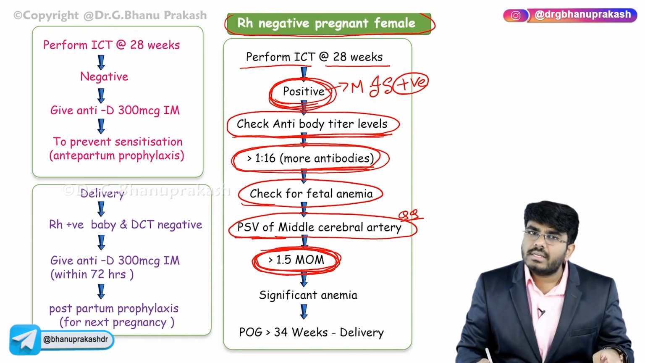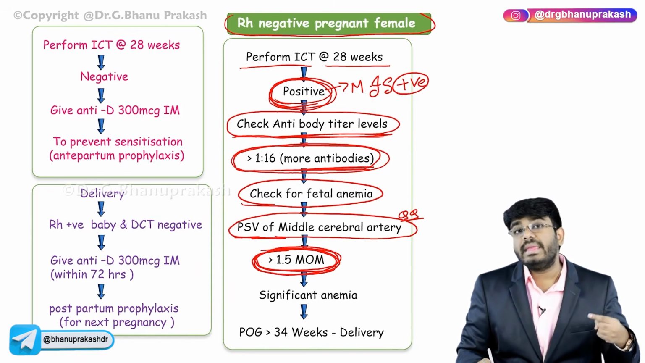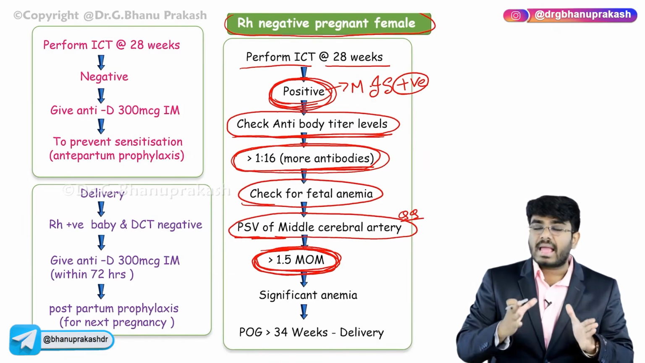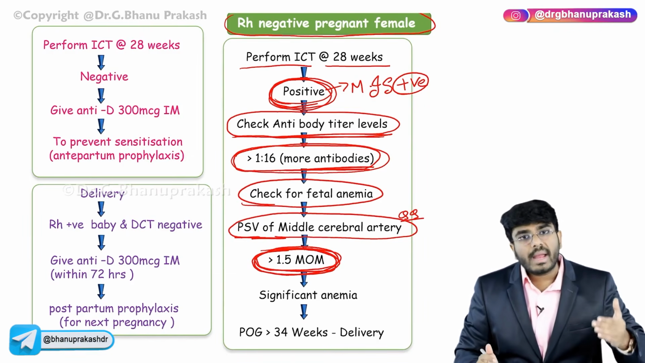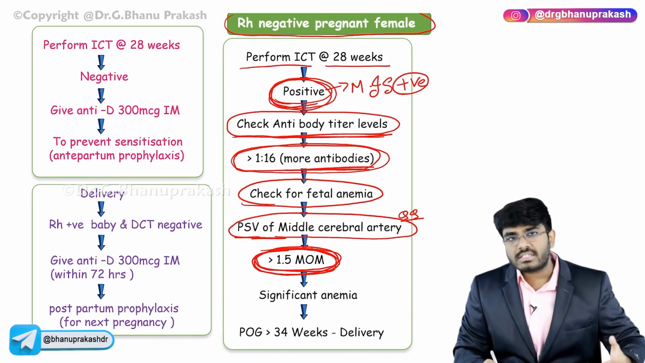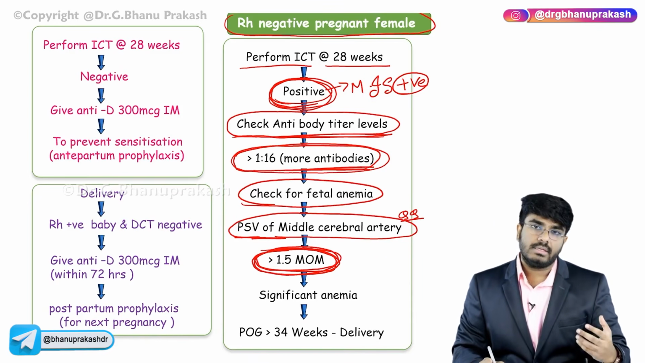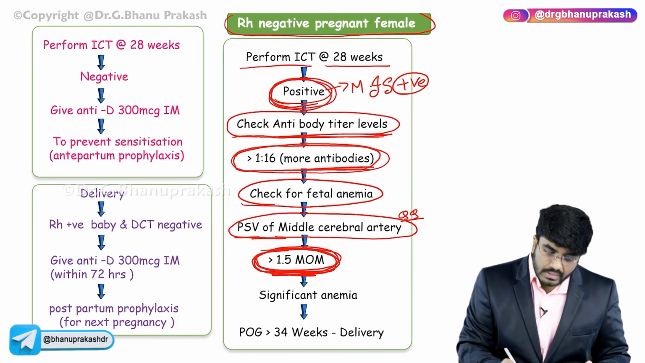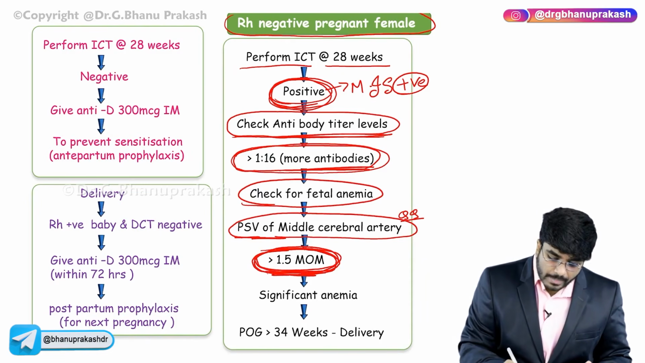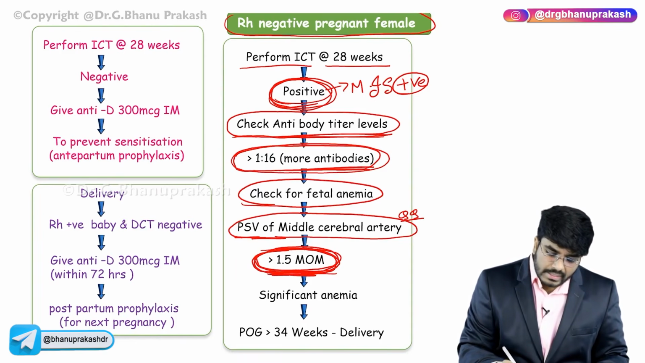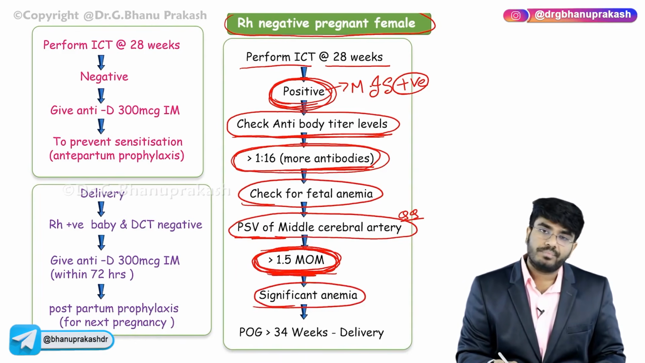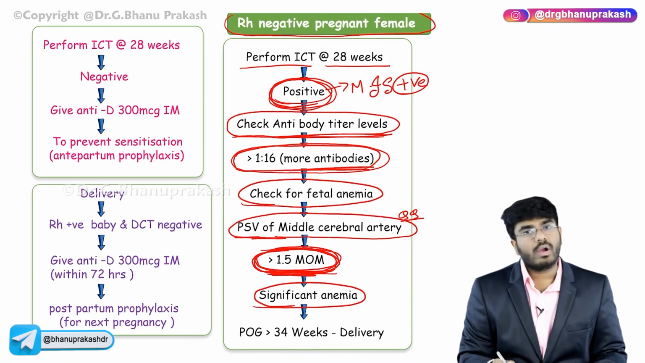which means the peak systolic velocity is more, and in which condition will peak systolic velocity be increased? If the baby is having anemia. See, if the baby is having anemia, automatically the peak systolic velocity in the middle cerebral artery will be increased. So if the peak systolic velocity is more than 1.5 multiples of median, it indicates there is significant anemia happening in the baby. Now if there is significant anemia, what do we have to do?